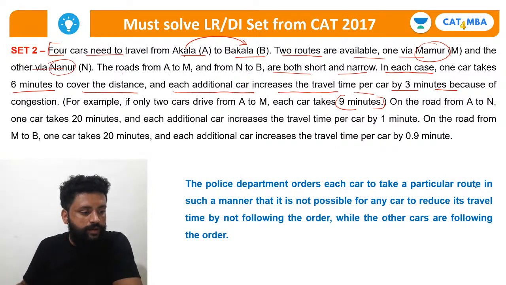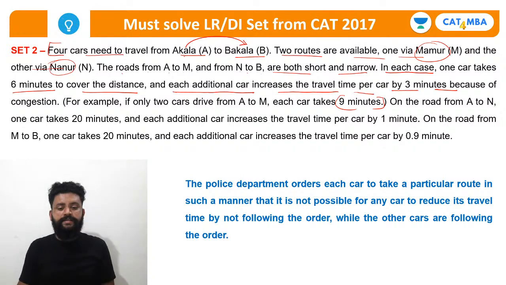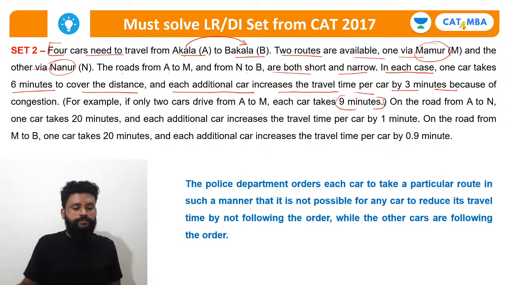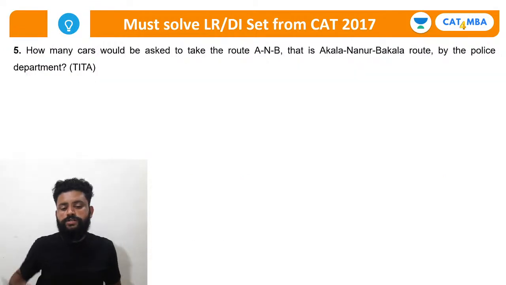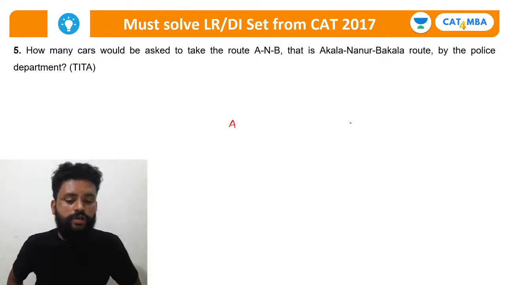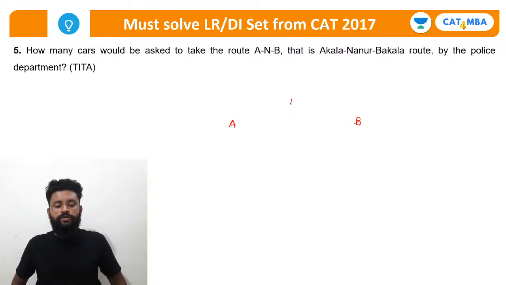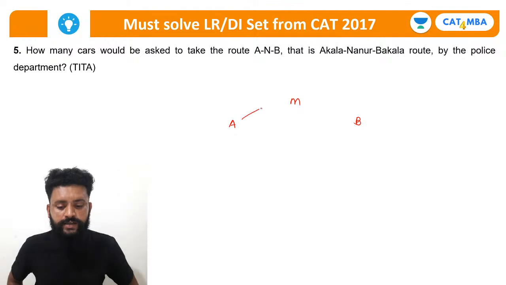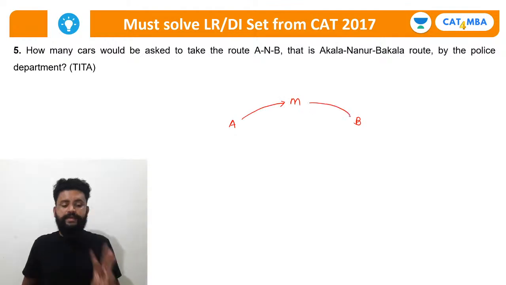Then the police department ordered each car to take a particular route in such a manner that it is not possible for any car to reduce the travel time by not following the order while the other cars are following the order. Okay, if 3 cars follow the order and one does not follow the order, it will not reach faster; it will take more time. Something like this has been set up. So if we look, there are 2 routes to go from A to B. One goes via M, A to M and M to B.